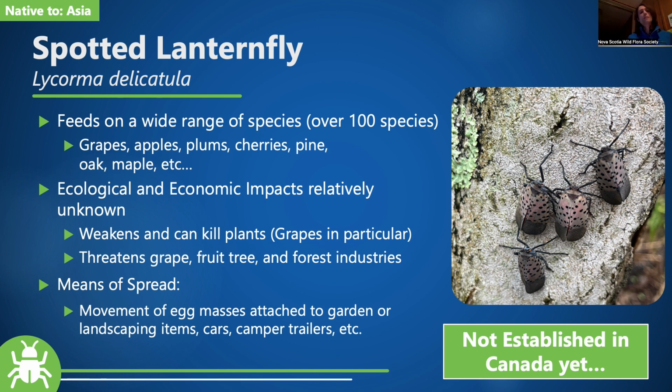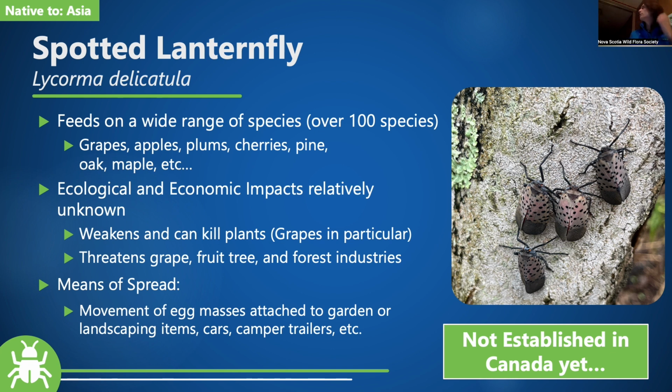There's some evidence it might attack and kill young maple trees. But to what extent that will have an impact on the population, not really sure. Because unlike those two previous species, these guys usually don't kill the plant outright, it just weakens it. And so in terms of spread, it spreads primarily through the movement of egg masses attached to garden, landscape items, cars, camper trailers, and so on.